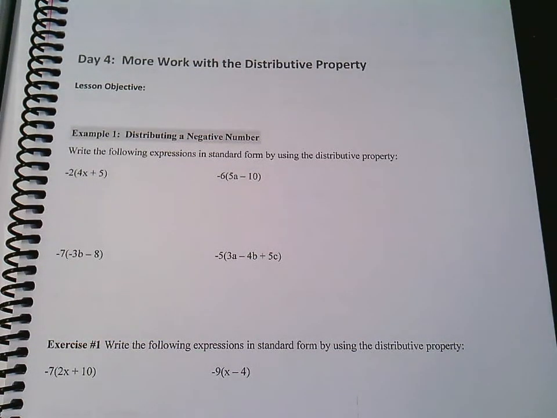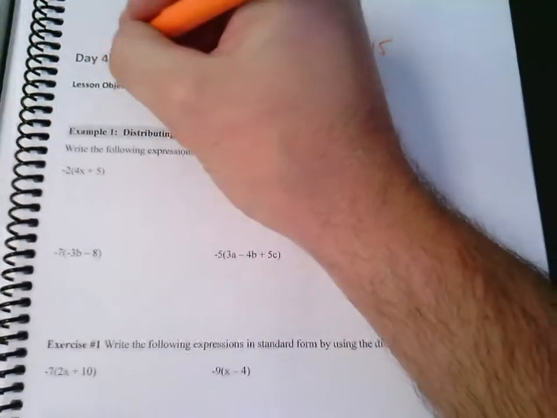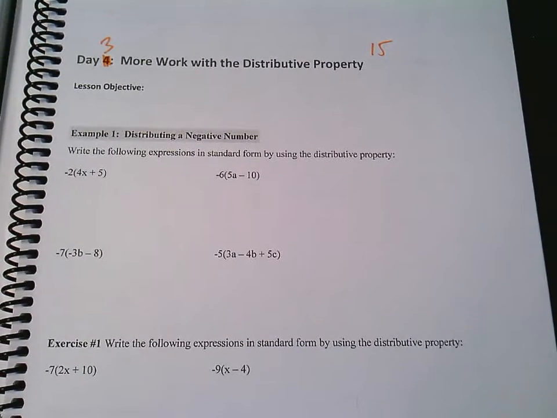We are on page 15 of our student books where it says day 4, but we're going to scribble out day 4 and call it day 3. And it's going to be more work with the distributive property. So let's start with our lesson objective.